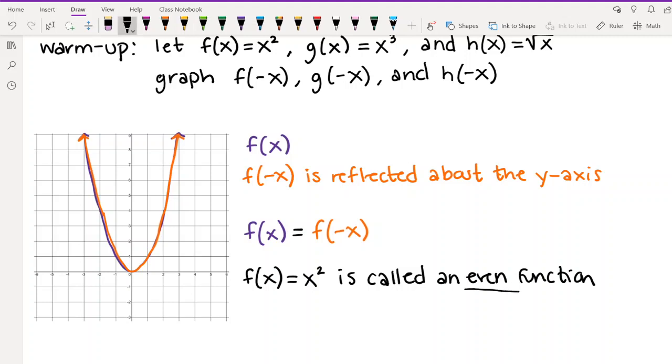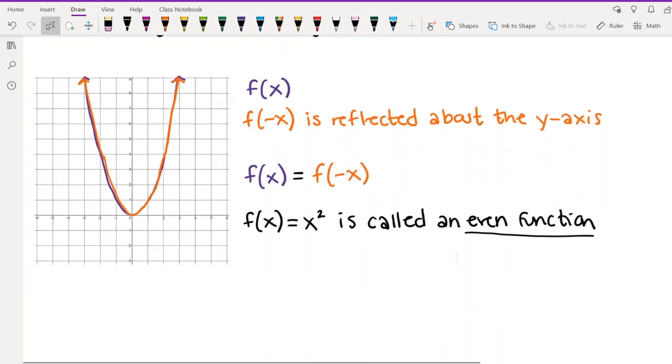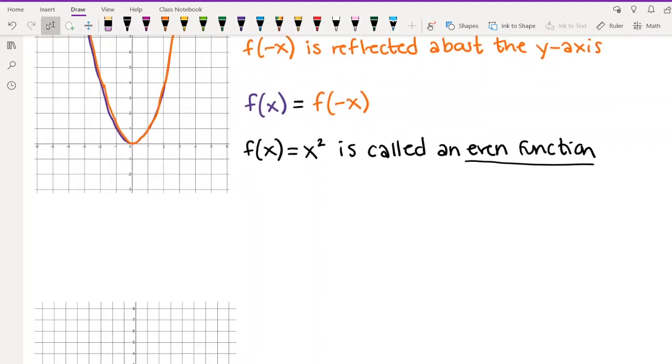So the reason that this function is called an even function is not because of the even number, it's because it has this special property where it is symmetric about the y-axis. When we reflect it over the y-axis, we get the same thing. So let's look at the next example, and then once we have seen these three examples, we'll write down some definitions.